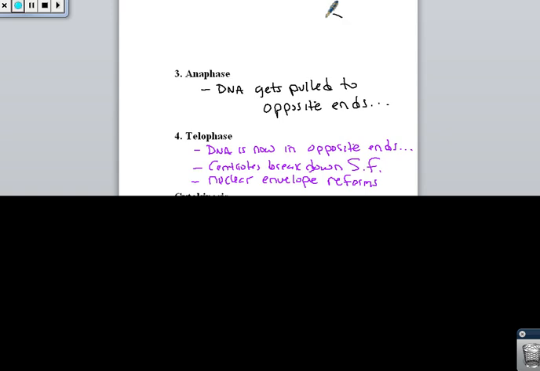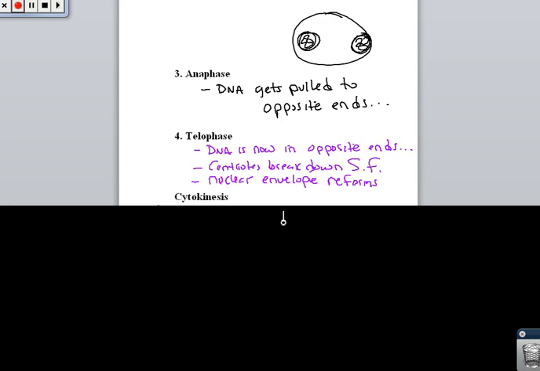You have a cell, and you have a nucleus on one side and a nucleus on the other. There's DNA in here now. The nuclear envelope reforms, so now you don't have this DNA free floating anymore. It's contained, it's protected, and it's ready for the last event, and that's cytokinesis. The centrioles also pull their spindle fibers in, they get broken down, and then they're not involved anymore.